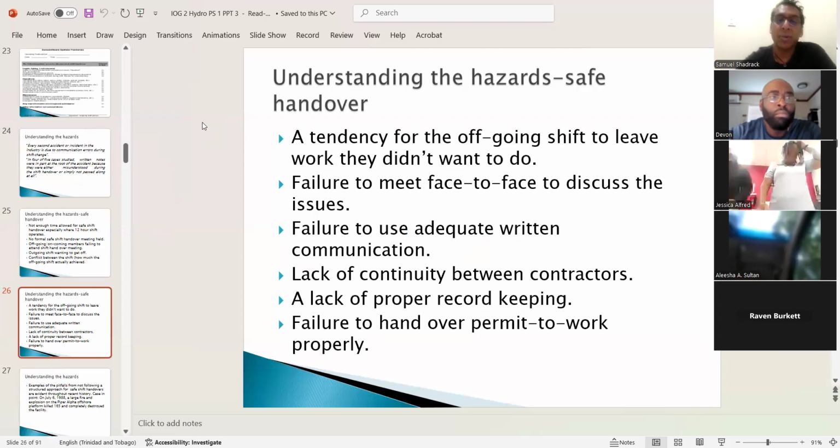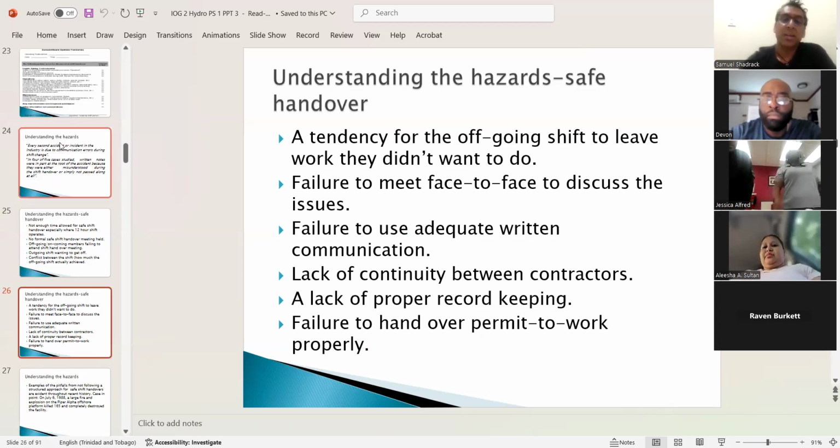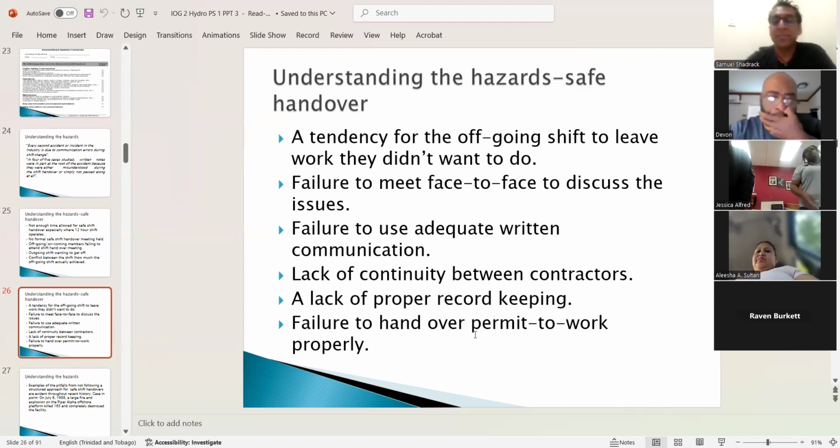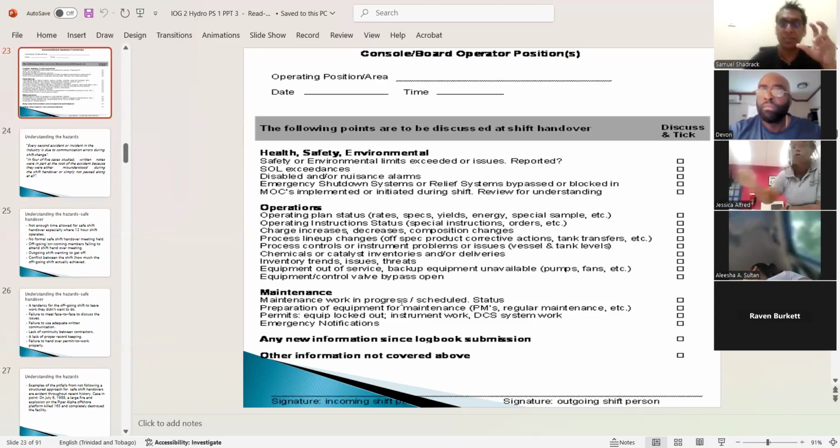A tendency for the outgoing shift to leave work they didn't want to do for the next shift. Failure to meet face to face. The last one, failure to hand over a permit, failure to keep record. But the form would actually cover that, right? The safe shift handover form should cover that, right?